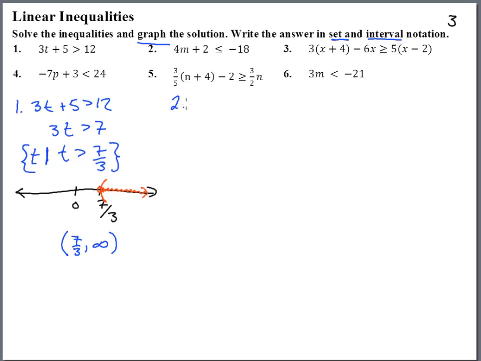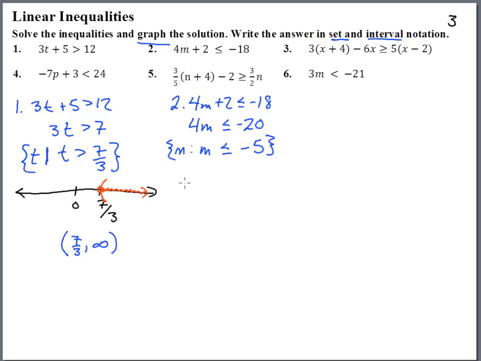Alright, let's do number 2. 4m plus 2 is less than or equal to negative 18. Subtract 2 from both sides, and we get 4m is less than or equal to negative 20. And then divide both sides by 4, and we get m is less than or equal to negative 5. Again, put this up here, make it look pretty, and that is now set notation.